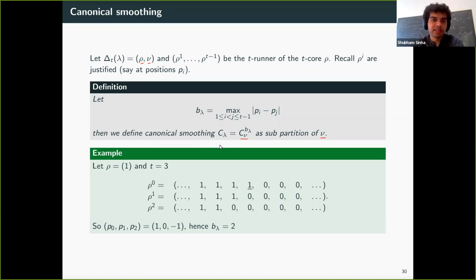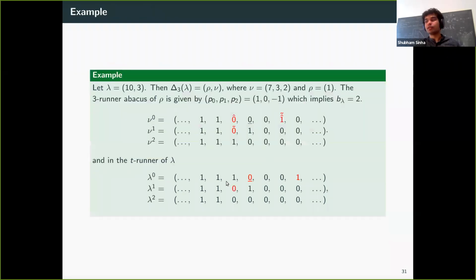So note that, maybe I didn't mention earlier, for a T-divisible partition, the T-quotient partition nu is not a subpartition of lambda. So this set cannot be viewed as a subpartition of the original partition lambda. It's only a subpartition of nu. So now we have described this canonical smoothing.